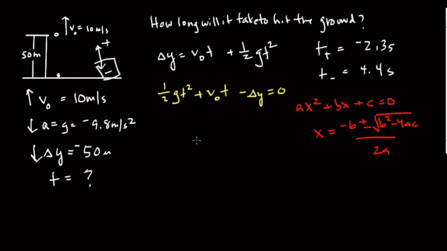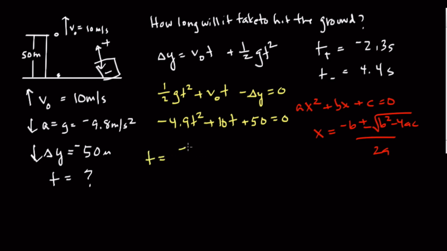If you did not get the right answers, it was probably in substituting that you made this mistake. Watch your signs. 1/2 g now is going to be 1/2 of negative 9.8, so that's negative 4.9 t squared plus v naught is still 10 minus negative 50. So this is where you could screw up also. You're supposed to subtract delta y. Delta y is negative 50. When I subtract a negative, it's a positive, so I'm going to get a positive 50 here. And that equals 0. Now I'm going to just plug it in to the quadratic equation.